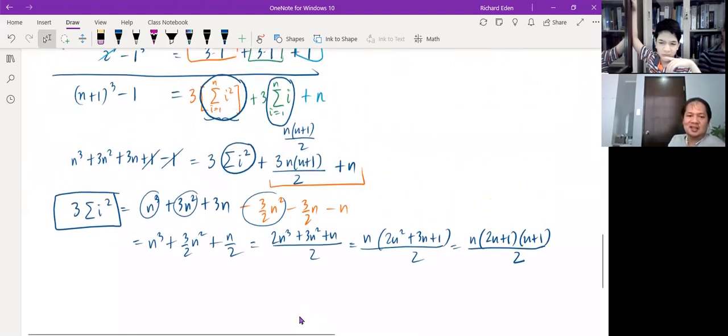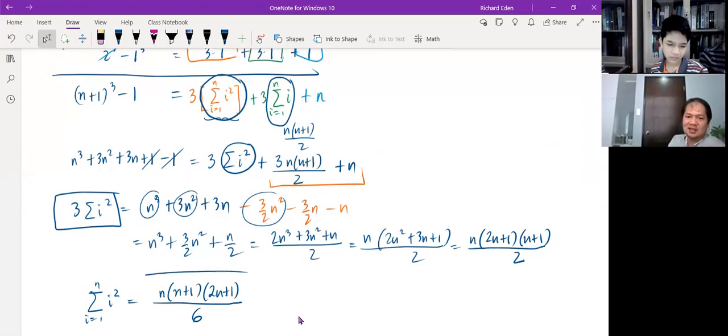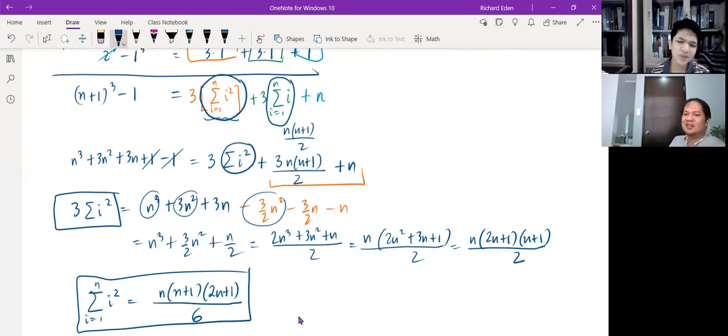So finally, the sum of the squares as i runs from 1 to n would be the expression we had divided by 2 and then divided by 3. So that's how the denominator ends up being 6. Numerator is n plus 1, 2n plus 1. There, the formula for the sum of the first n squares.